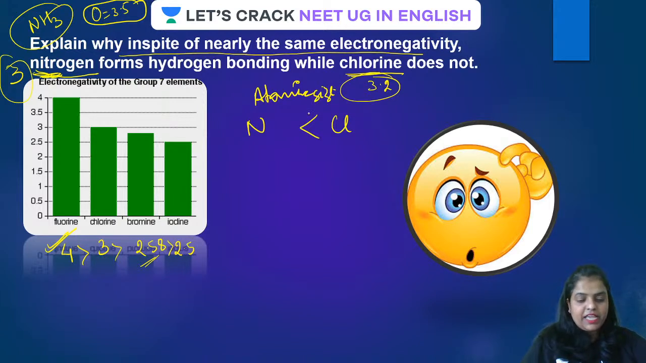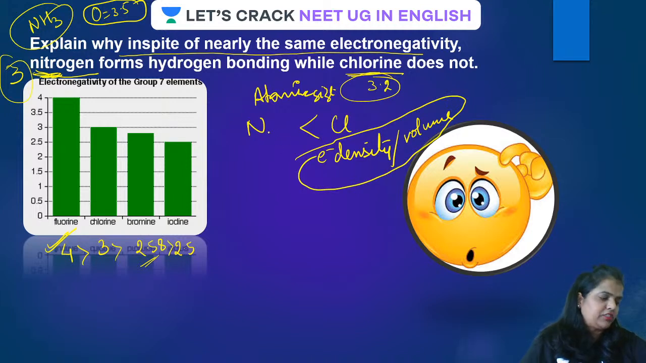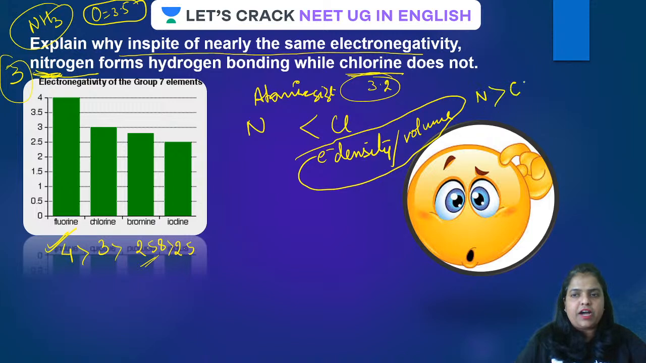As a result, electron density per unit volume, a very important thing being discussed over here. Because the size of nitrogen is smaller than that of chlorine, guys, the electron density per unit volume on nitrogen is much higher than that of chlorine. Because the electron density is higher at nitrogen, hydrogen bonds are easily formed, guys, whereas chlorine being bigger, there is less electron density per unit volume, so hydrogen bonding does not come into the picture.